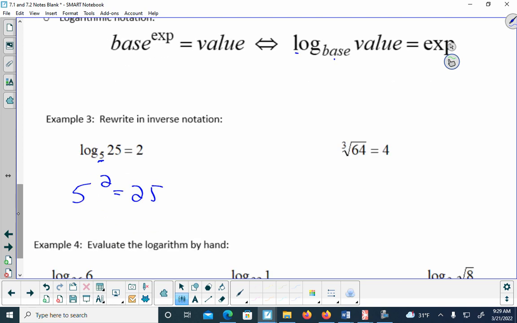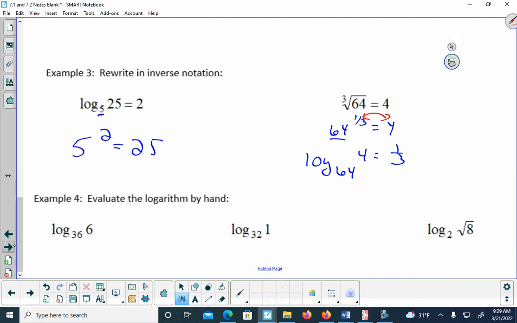If I do the next one, I can think of this 64. This is an exponential function because I have 64 raised to the 1/3 power is equal to 4. I just rewrote that as a root. So now I can say my base is 64, so log base 64 of 4 is equal to 1/3. Remember again, when you do an inverse function, these two switch places.